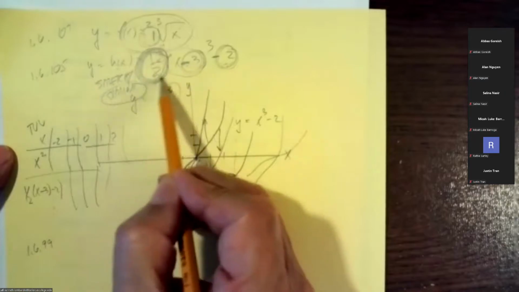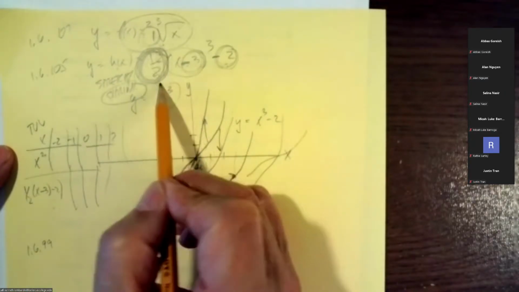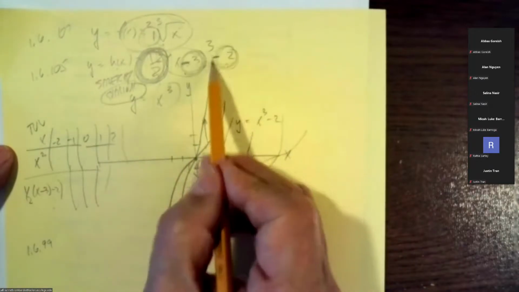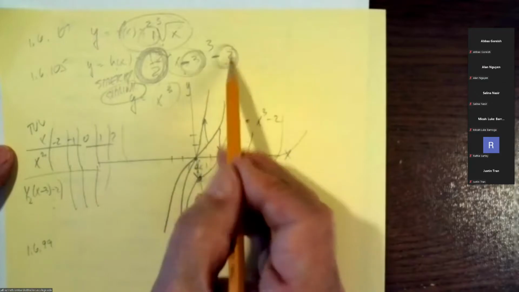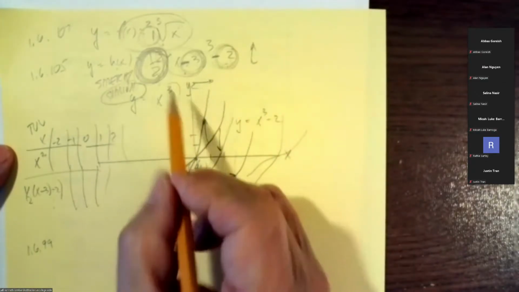Before I do that, are we okay on the stretching and shrinking? So this value out in front would either be a stretch or a shrink. If it's 1, it wouldn't be either. And then this value would be a shift left or right, and this value would be a shift vertical up or down. So here's a vertical shift, here's a horizontal shift, and here's a stretch or a shrink. Okay.